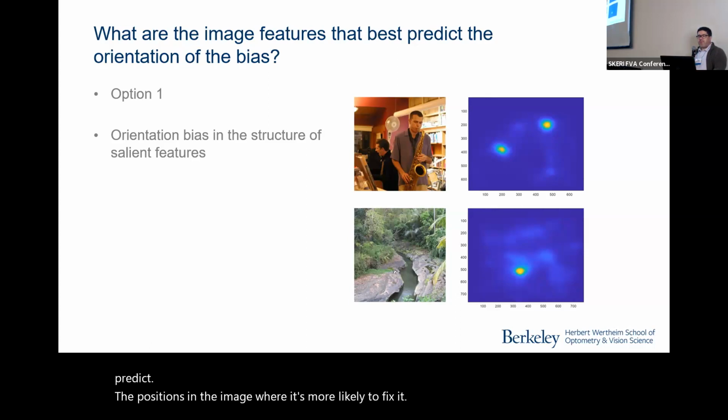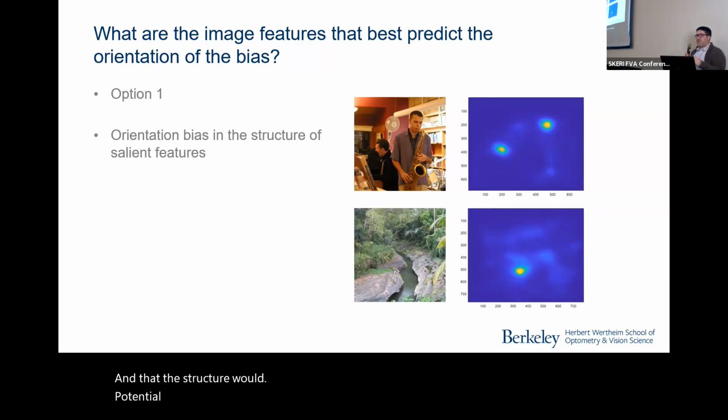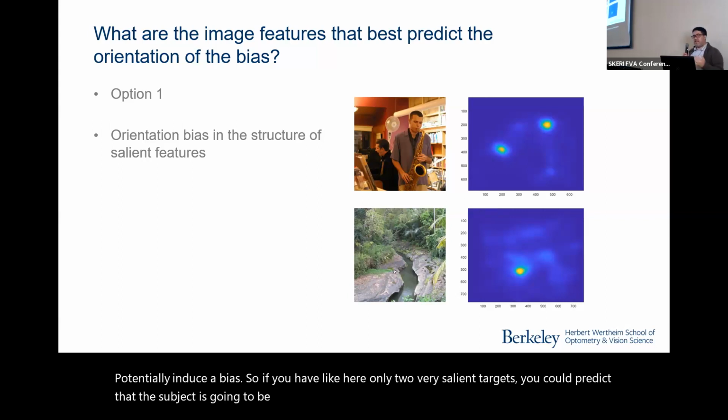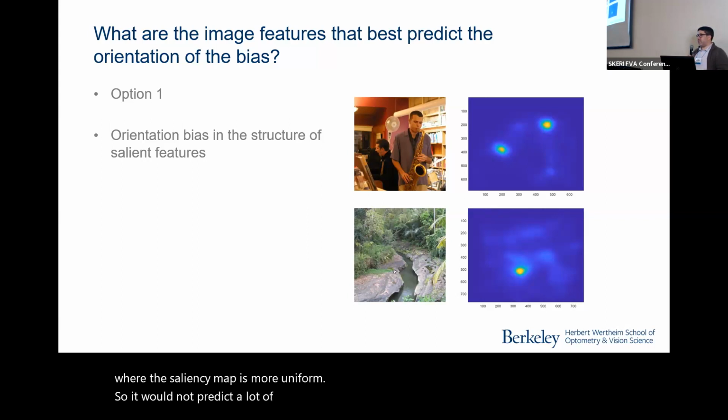So now you could end up with some images that have some structure on this saliency, and that structure would potentially induce a bias. So if you have, like here, only 2 very salient targets, you could predict that the subject is going to be looking between those targets a lot. So you're going to get more saccades in particular directions. While on the other hand, you may have other images where the saliency map is more uniform. So it would not predict a lot of bias in the directions, just purely caused by this structure in the saliency map.